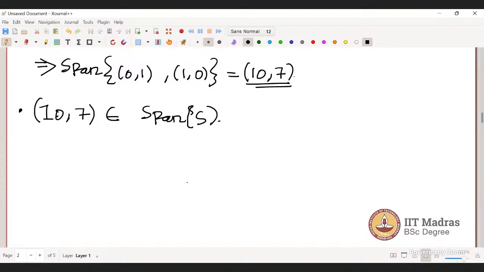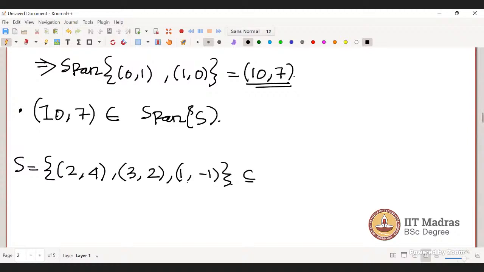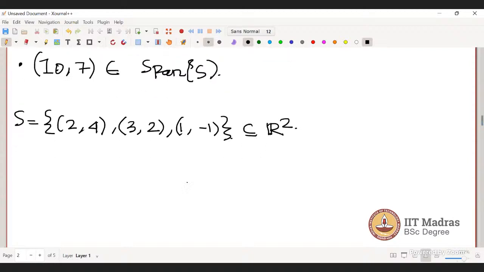Can you just write it? Let S be the set of ordered pairs (2, 4), (3, 2) and (1, minus 1), a subset of R2. Can I say that the linear combination A into (4, 2) plus B into (2, 3) plus C into (minus 1, 1) will be in the spanning set? Yes, that is the definition of span, right? No, it's not A into (2, 4). It's A into (4, 2).